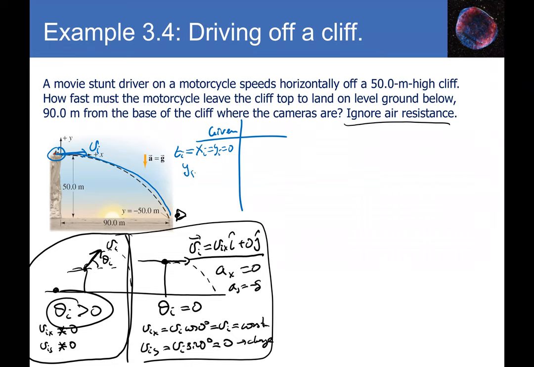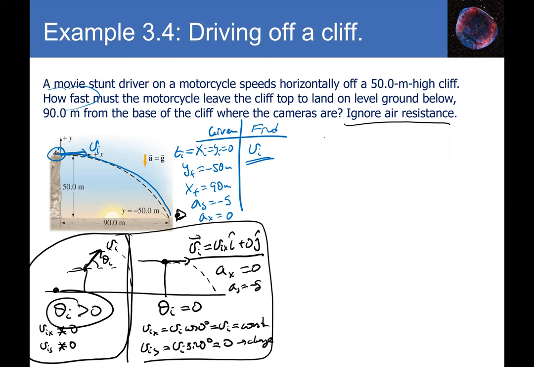Then Y final, which is basically the ground, will be negative 50 meters. X final, which is to the right of that, will be 90 meters. Again, AY equals negative g, AX equals zero. Those are the things I'm given. What do I want to find? I want to find the initial velocity, VI, the magnitude of the initial velocity. That's why it says the speed, how fast it is moving. What is the speed?